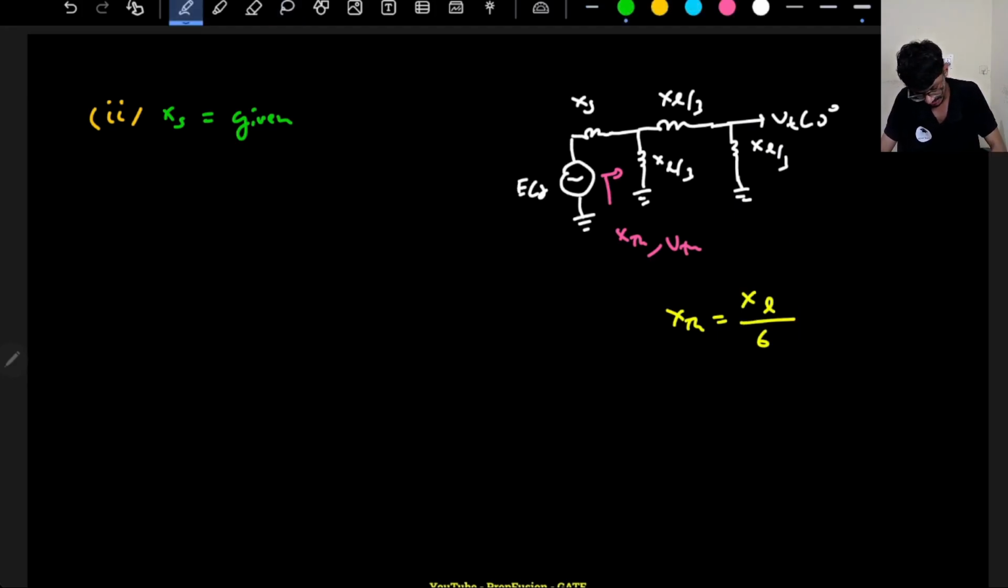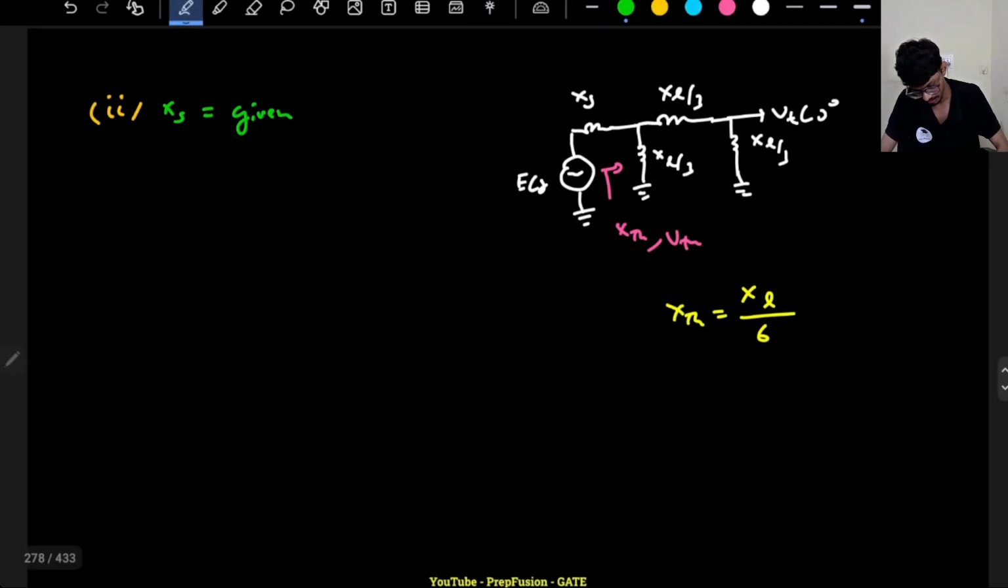Now what about VTH? I have to find out VTH, the open circuit voltage, because I'm finding VTH from here. That is actually difficult for me to find out, because here I have VT angle 0. So basically, I have to find out the open circuit voltage. This point is open, and here I have XL by 3, XL by 3, and this node is VT angle 0.